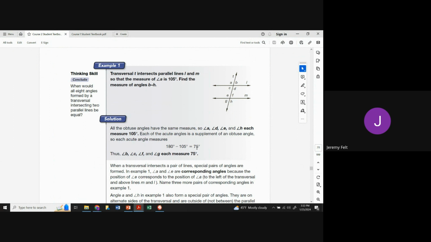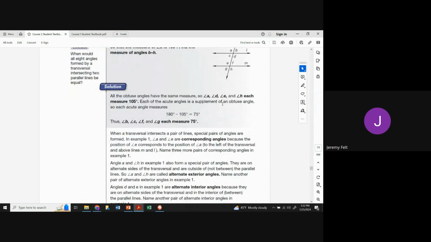Or the one rare case where they're all the same, because if these were 90 degrees, it would be 90, 90, 90, 90, 90, 90, 90. So if the transversal is cutting the parallel lines perpendicularly, then they would all be 90. Otherwise, we're going to have 4 acute and 4 obtuse angles.